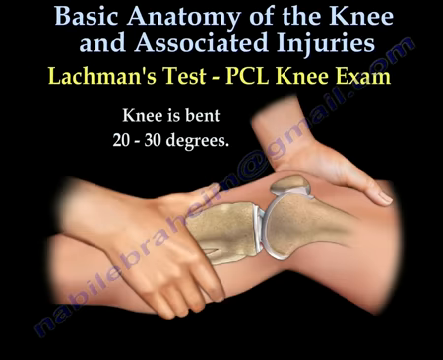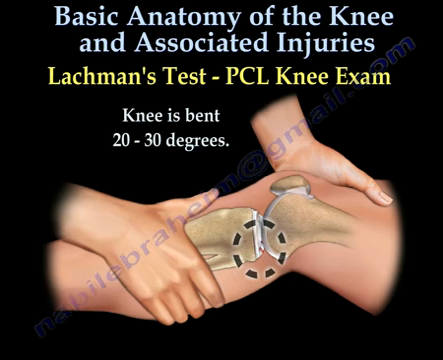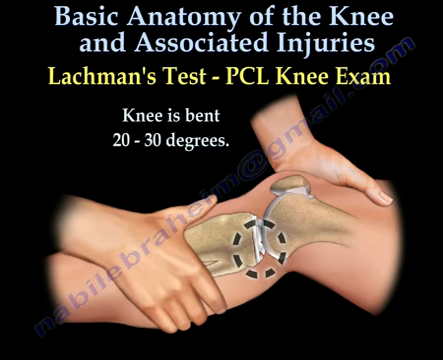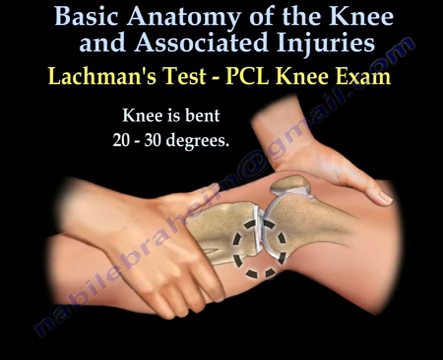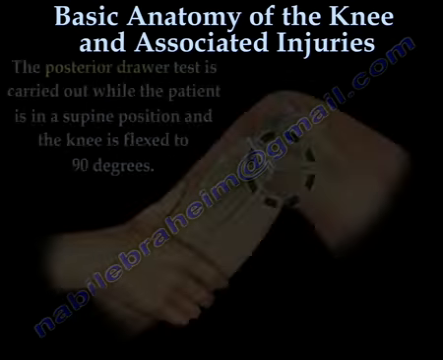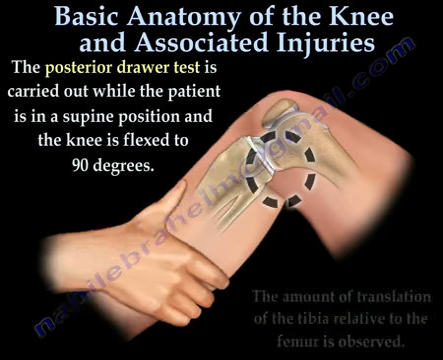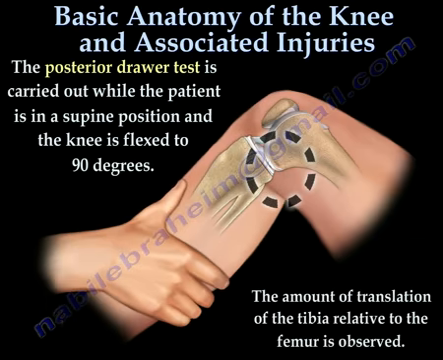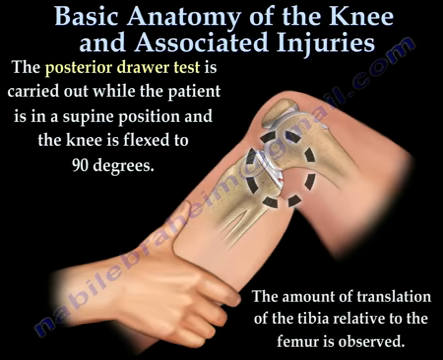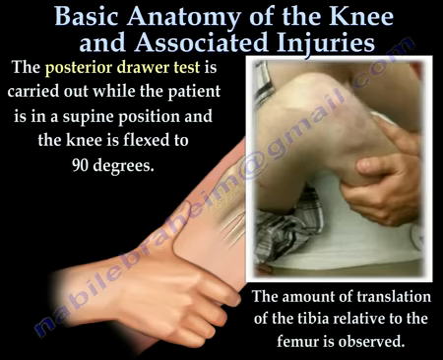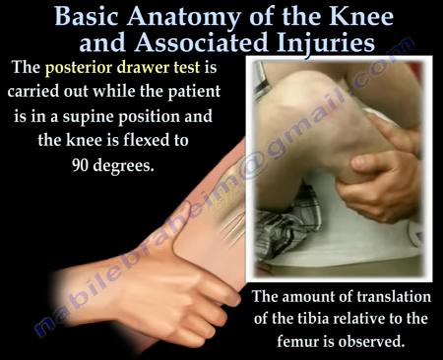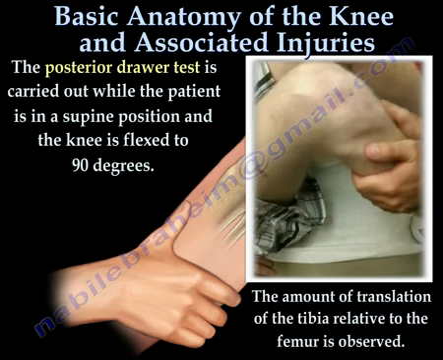The Lachman's test is also used to identify injuries of the posterior cruciate ligament. The examiner will provide posterior force to the tibia while applying anterior pressure to the femur in order to assess the posterior translation of the tibia. The posterior drawer test is carried out with the patient in the supine position and knee flexed to 90 degrees. The examiner applies posterior pressure to the tibia and the test is considered positive if excessive posterior translation of the tibia is shown.